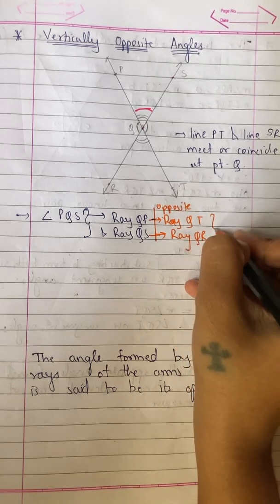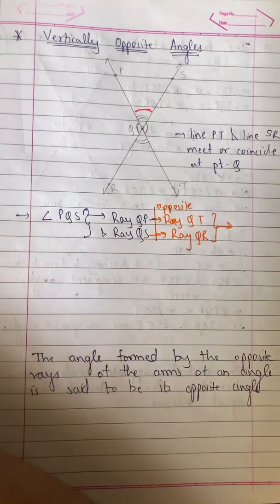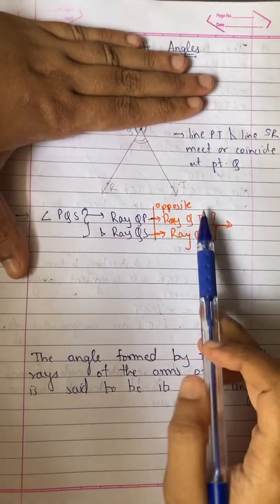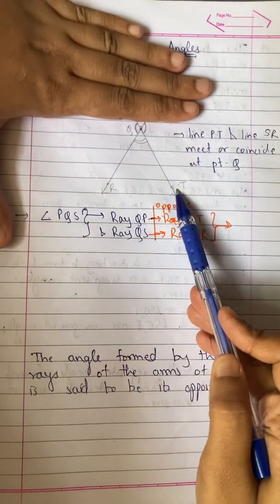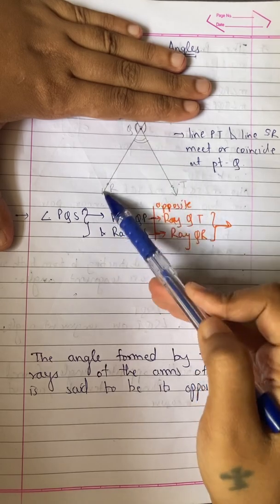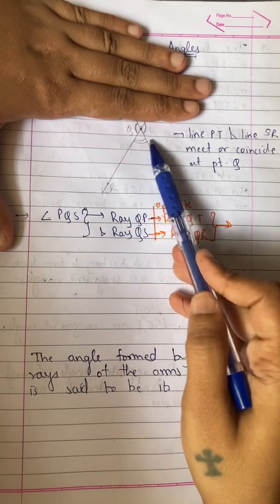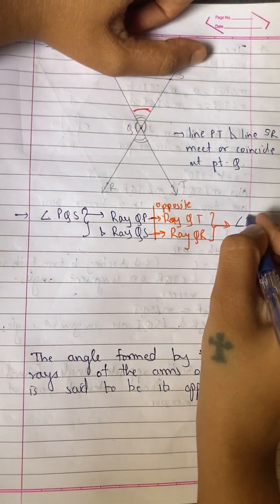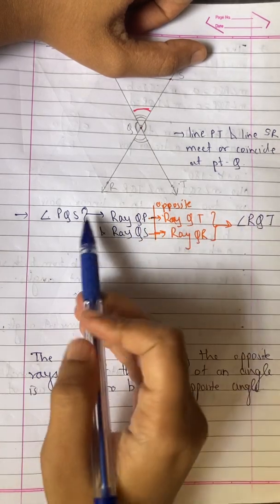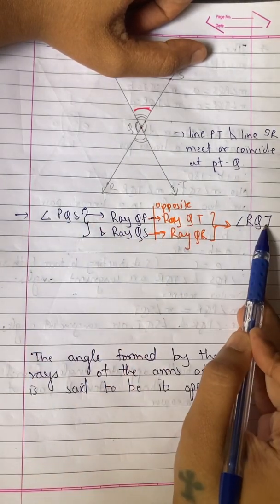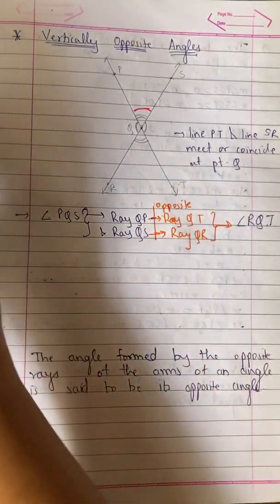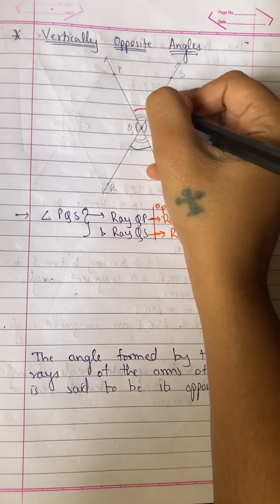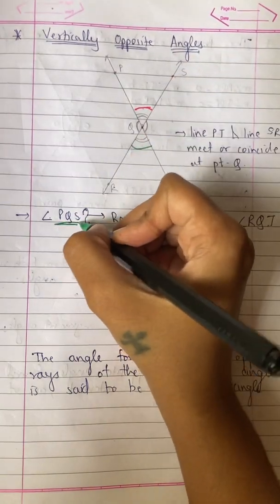Now these two rays together form which angle? Can you see? Let us see. Okay, I'll block this side now. One is ray QT, and the other is ray QR. So these two arms make which angle? Angle RQT, right? So it makes angle RQT. Okay, so which angle will be opposite to this angle? Angle RQT.